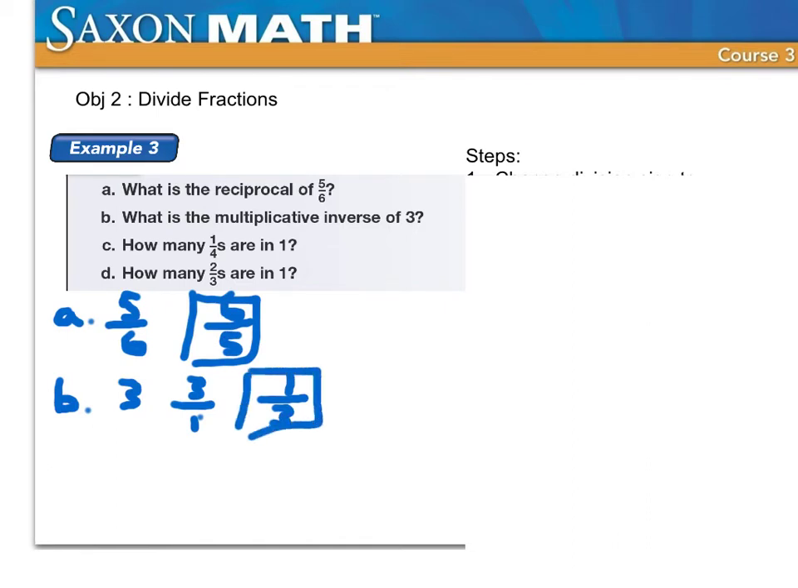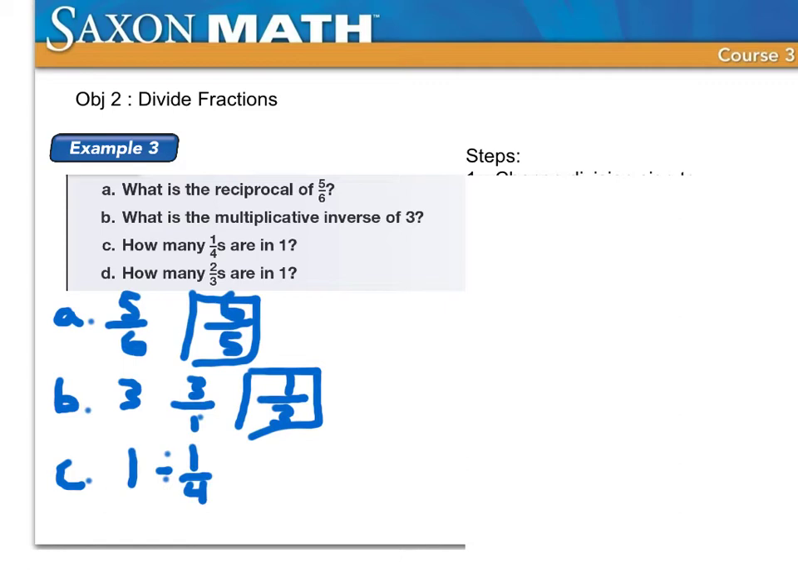Okay? Part C says, how many 1/4 are in 1? Okay? How many 1/4 are in 1? Well, if I asked you how many 2s were in 4, you would take 4 divided by 2. So how many 2s are in 4, you would take 4 divided by 2. So here, I have to take 1 divided by 1/4 to get this answer.